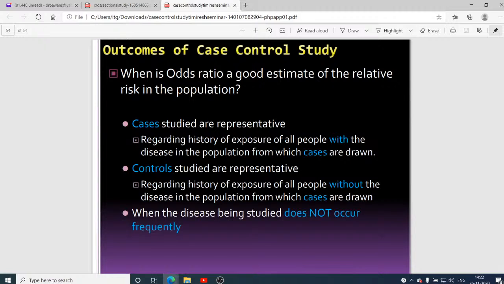When is the odds ratio a good estimate for relative risk in the population? If the cases studied are representative, regarding history of the exposure, of all people with the disease in the population from which cases are drawn, and the controls studied are representative, regarding history of exposure, of all the people without the disease in the population from which cases are drawn. And when the disease being studied does not occur frequently.